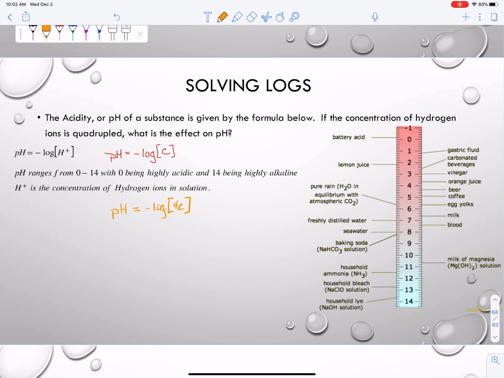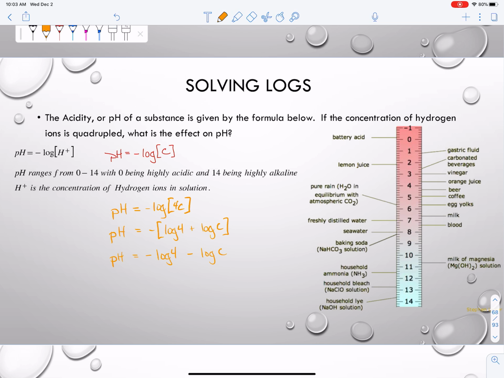Now I'm going to do a little bit of manipulation here. I'm going to expand this on the right, using my product rule. So I have the opposite of the log of 4 plus the log of C. If I distribute that negative, my pH is going to be the opposite of the log of 4 minus the log of C.